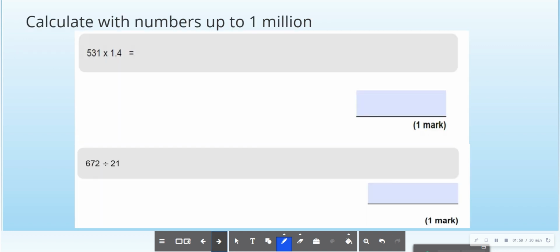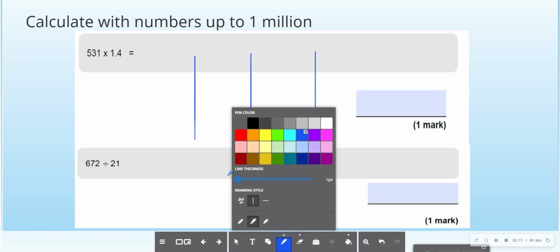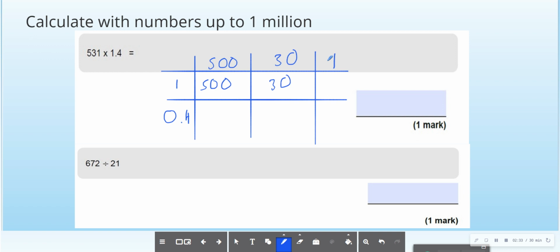Okay, multiplying and dividing. This is something a lot of us find quite tricky, so let's quickly go through these. So here we've got, I'm multiplying 531 by 1.4. So again, I'll go back to my grid. Using my grid method, which I like to use, I'm going to split up 531 into 530 and 1, and I'm going to split the 1.4 up into 1 and 0.4. Top row, nice and straightforward: 500 times 1, 30 times 1, and 1 times 1. That's just timesing each of these together.